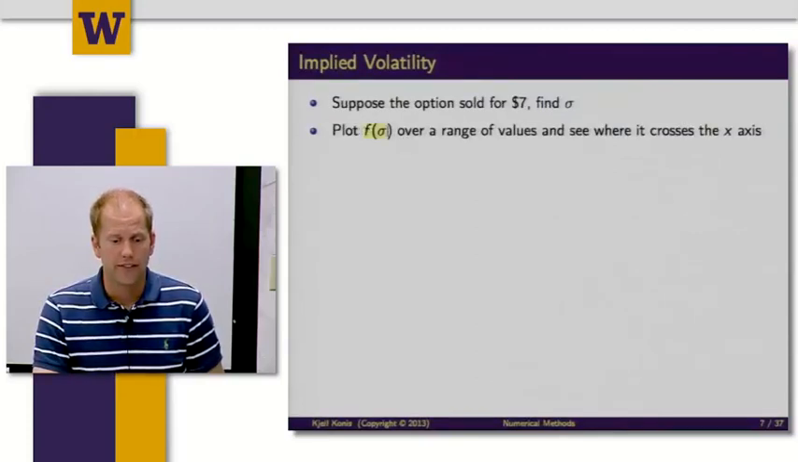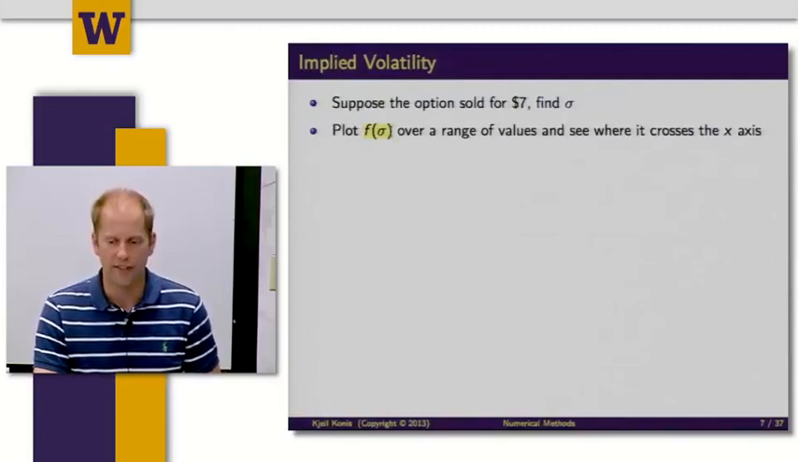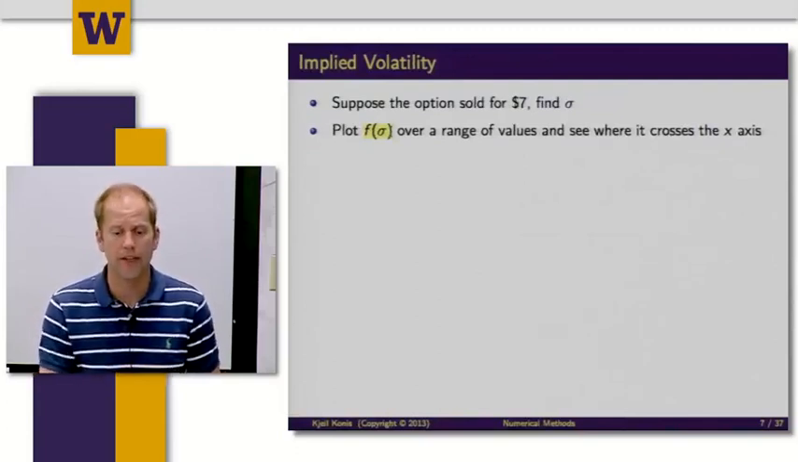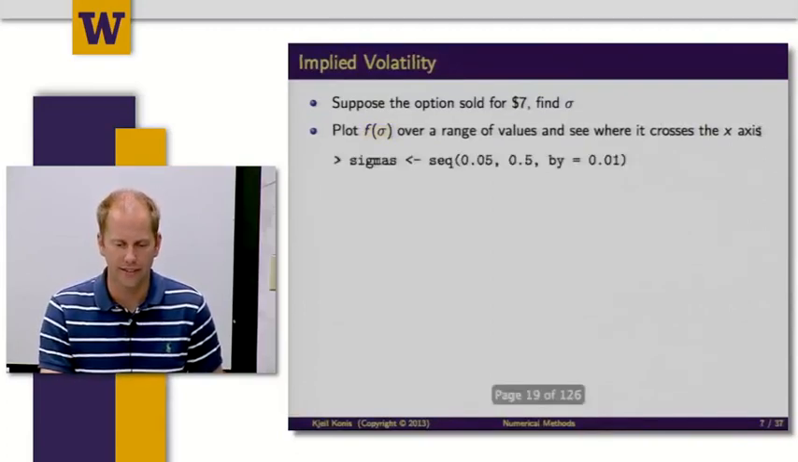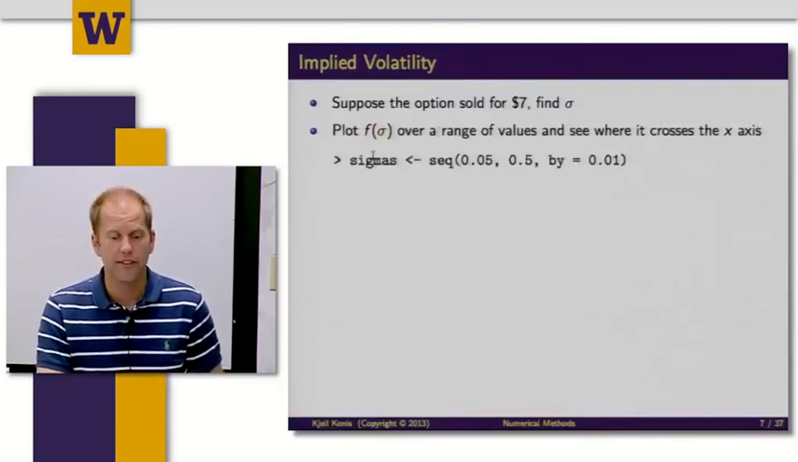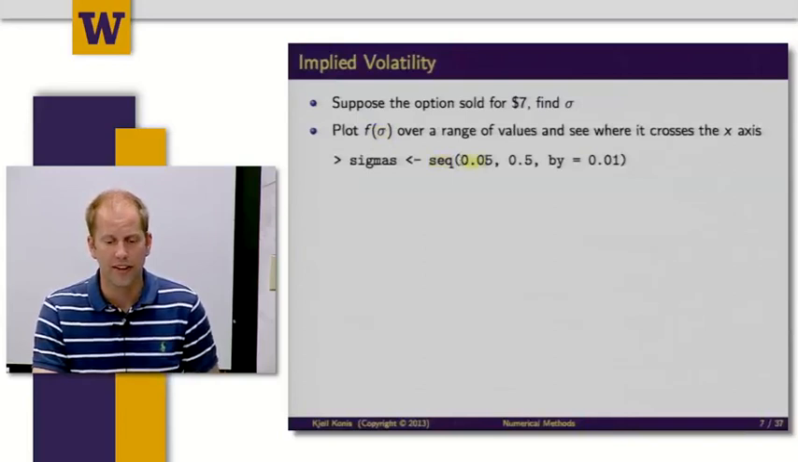And I'm going to call that function f of sigma, and that's just going to be my Black-Scholes call price minus 7. And I'm going to plot that over a range of values of sigma and see where it crosses the x-axis. So the first thing I'll do is make my range of sigmas. So seq is a function that just makes a sequence. It starts at 0.05. It's going to end at 0.5. And it's going to go in steps of 0.01.